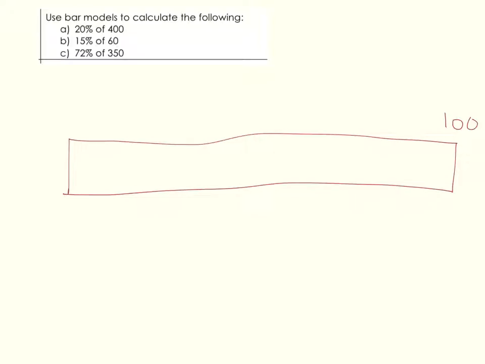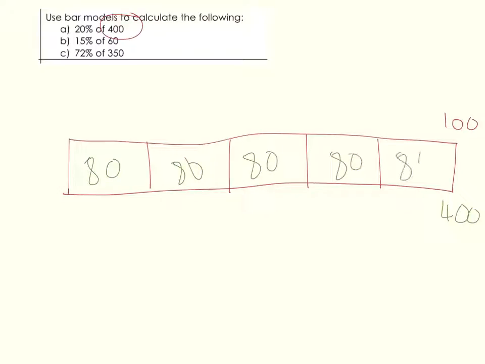So 20% of that, well, there's 5 lots of 20 in 100, so I'm going to split that into 5 bars. And then we've got to think of what each of those bars is worth if the whole bar was worth 400. So if the whole thing was worth 400, 400 divided by 5 is 80. So each one of these is worth 80 if the bar is worth 400. So 20% of 400 is just one of these bars, and therefore the answer is 80.